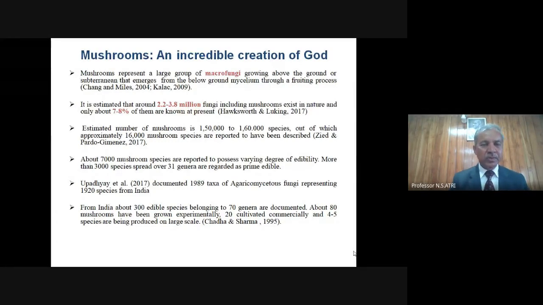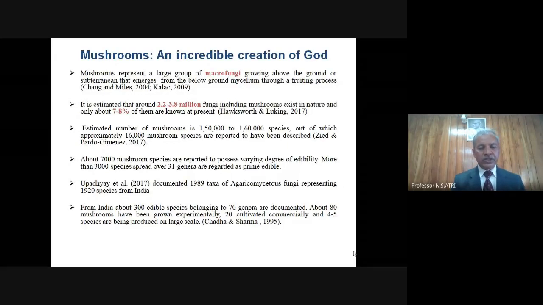It has been estimated that about 2.2 to 3.8 million fungi, including mushrooms, exist in nature, out of which only approximately 7 to 8% are known. And amongst them, the estimated number of mushrooms is approximately over 160,000, out of which approximately 16,000 mushroom species are reported to have been described. And out of these, 7,000 mushroom species are reported to have varying degrees of edibility, and they have medicinal utility and nutraceutical relevance, because of which they are being investigated, and a large number of them are being domesticated now because of their medicinal and nutritional potential.